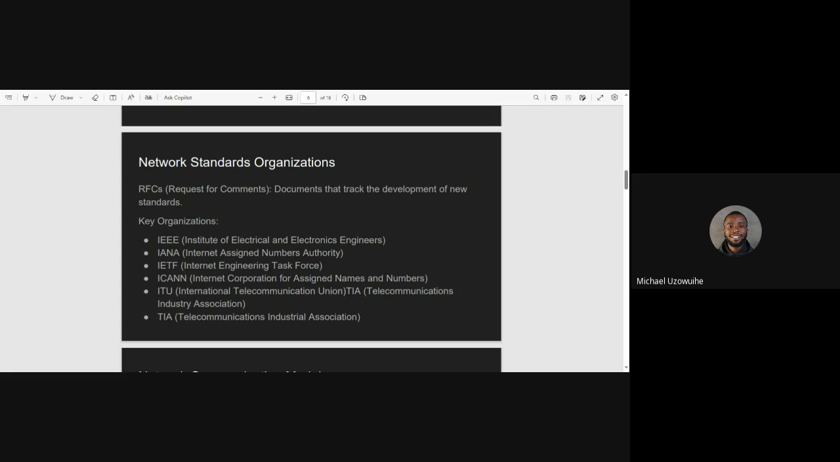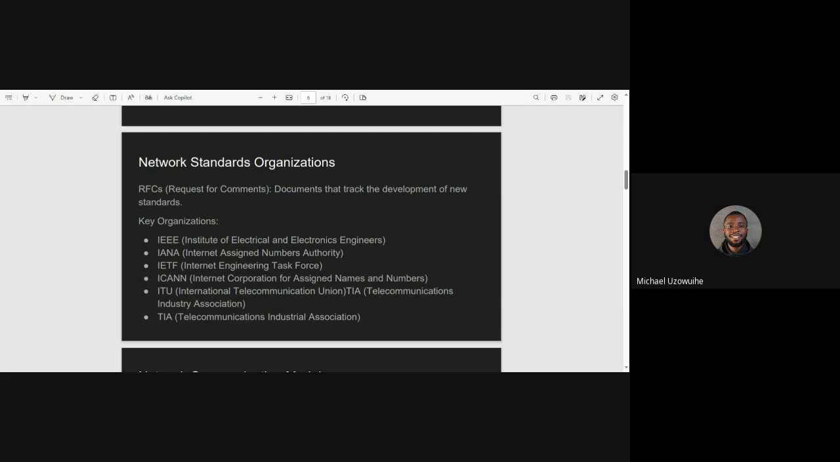So who are those organizations? There are some of them. We have IEEE, the Institute of Electrical and Electronics Engineers. We have IANA, the Internet Assigned Numbers Authority. We have IETF, the Internet Engineering Task Force. I know all of them have certain roles they play. If you need more, I'm not going into it because I know the things that are essential for you at this point. You might not really need this, but network engineers might be the ones needing this.